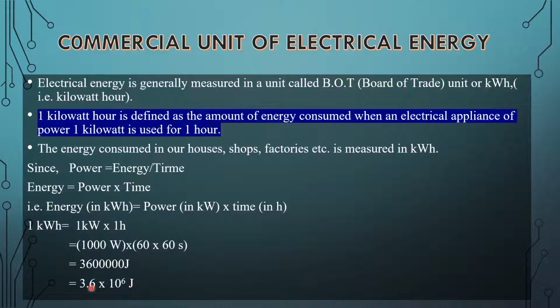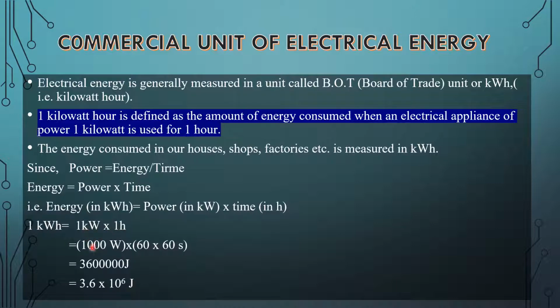Now, power is equal to energy upon time. So energy can be calculated as power into time. So energy in kilowatt hour will be equal to power in kilowatt into time in hour. So 1 kilowatt hour is equal to 1 kilowatt into 1 hour.